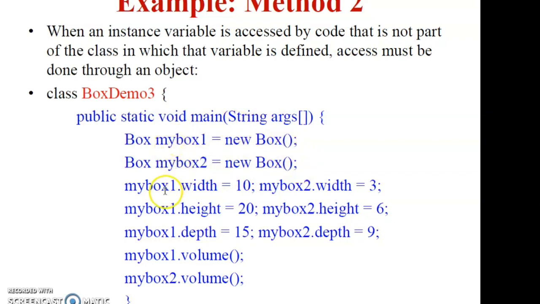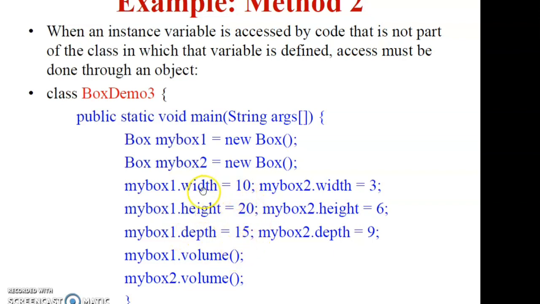So we have two objects. Now we are assigning some values to the objects. My box 1 has height, width and depth. My box 2 also has height, width and depth. So we assigned my box 1 dot width is equal to 10, my box 1 dot height is equal to 20, my box 1 dot depth is equal to 15.